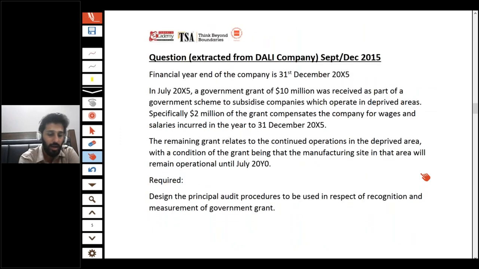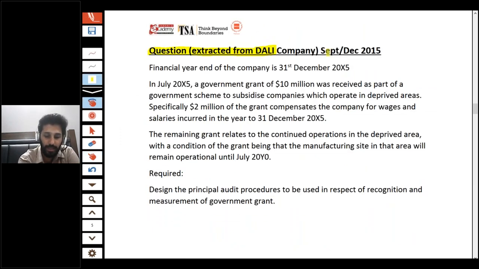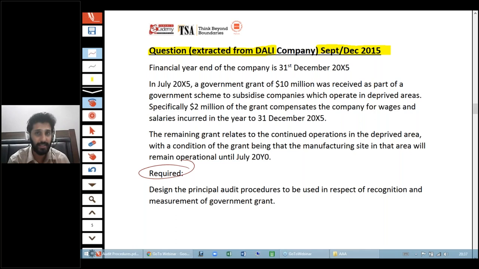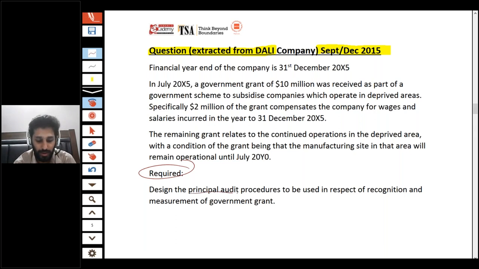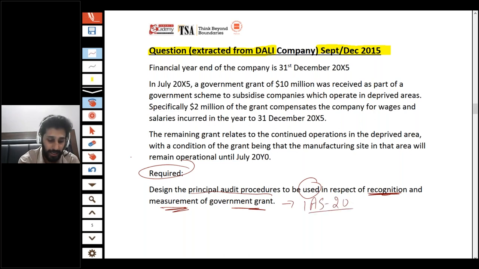Here I have extracted a question from Dali company, September-December 2015. First of all, you should read the requirement very carefully, and remember that in AAA exam, the words substantive testing would not be used. The words principal audit procedures would be used. Like that, you can see: design principal audit procedures to be used in respect of recognition and measurement of government grant. That means you are remembering IAS 20 government grants.